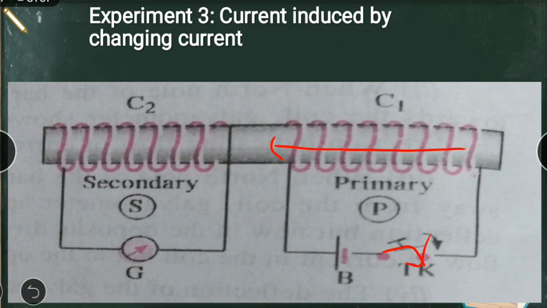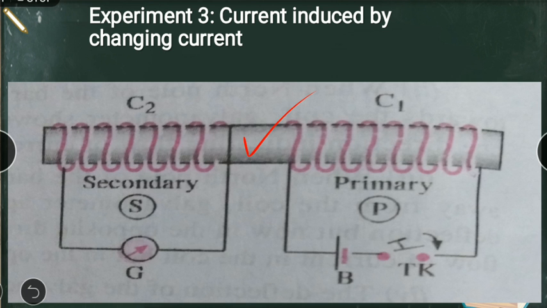Okay, here suppose we insert an iron rod in the core. Then we can see a large amount of magnetic flux is linked to the secondary coil, and finally a large deflection is shown in the galvanometer connected to the secondary coil.